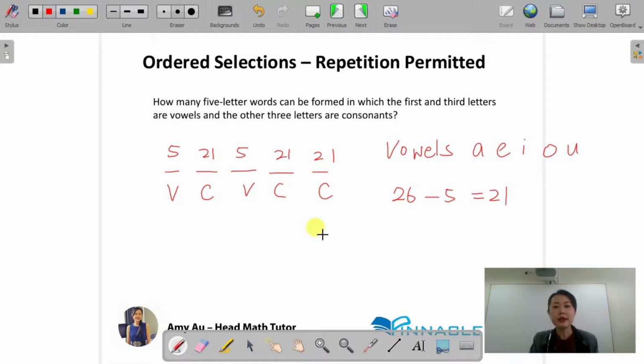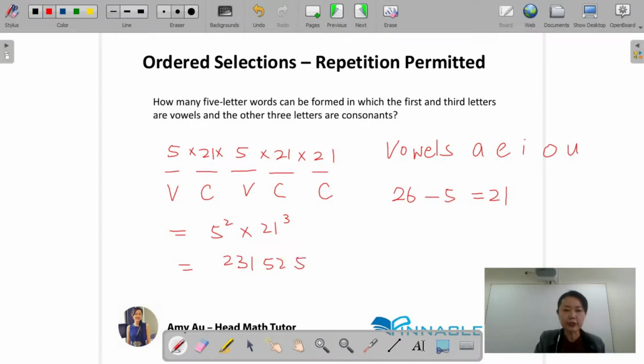Once you figure out how many ways to fill each of the spots, what do you do to calculate? You just multiply all of that together, and that's pretty much it. If you put that into the calculator, it's basically 5 squared times 21 cubed, and you get 231,525 ways. That's how many 5-letter words can be formed with those restrictions. Moving on.